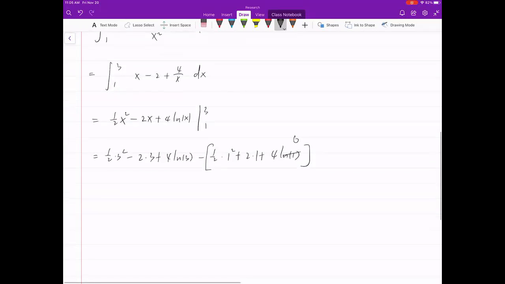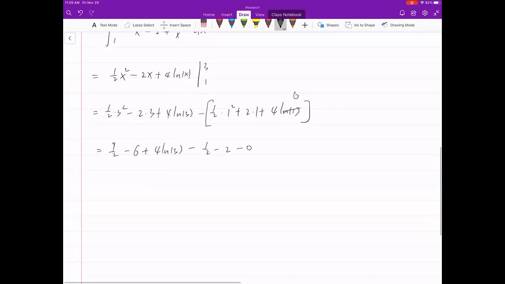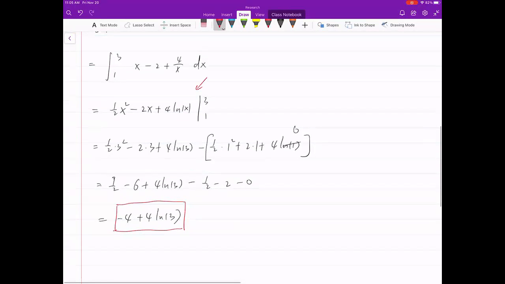Okay, this is 0. So 9 over 2 minus 6, 4 ln 3 minus 1/2 minus 2 minus 0. 4. There's nothing more you can simplify, so stop here. So step 1, antiderivative. Step 2, everything here, just doing the computation and finish.